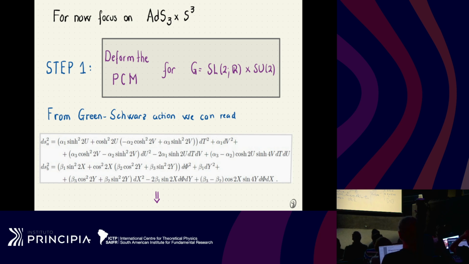That would be what you do to get the undeformed case. And we write some elliptic deformation. From the Green-Schwarz action, we can read that the B field is 0 in this case, and this is the metric. So it looks ugly. Don't look at too many details. These alphas are just the deformation parameters in AdS, the betas are in the sphere, and then the metric is just the sum of these two.